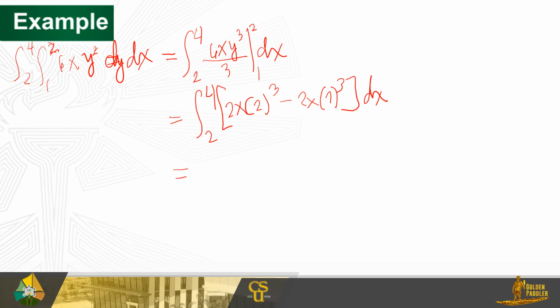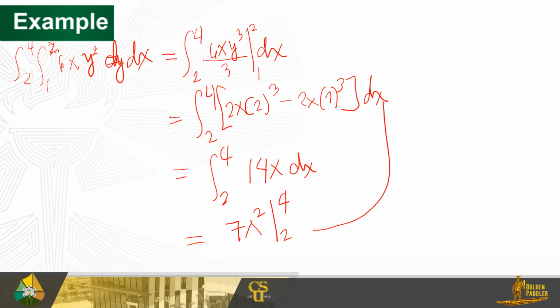So we have the integral from 2 to 4. We have 2 cubed, that is 8 times 2, 16. So we have 16x, and on the other side we have 2x. So 16x minus 2x will be equal to 14x dx. And we know how to integrate this one. So this will become 7x squared, right? Evaluated from 2 to 4, because the derivative of 7x squared is 14x.